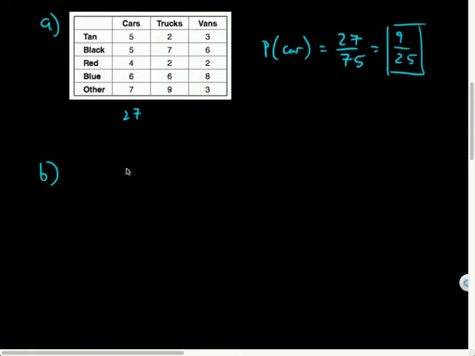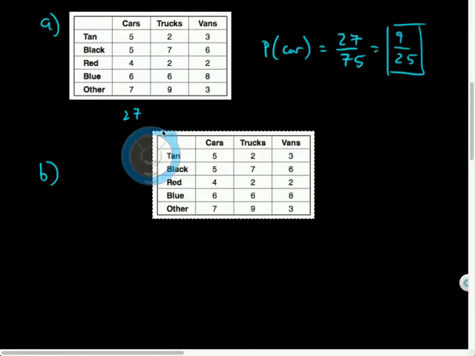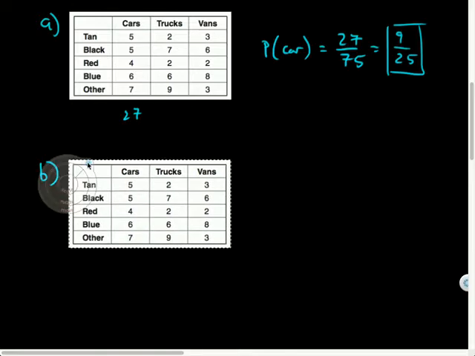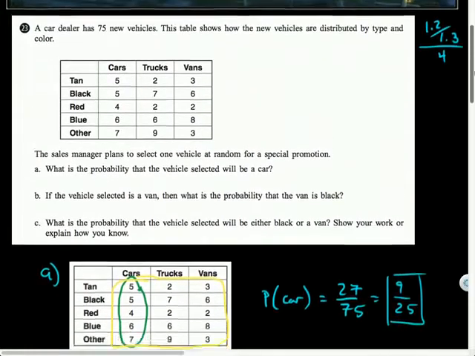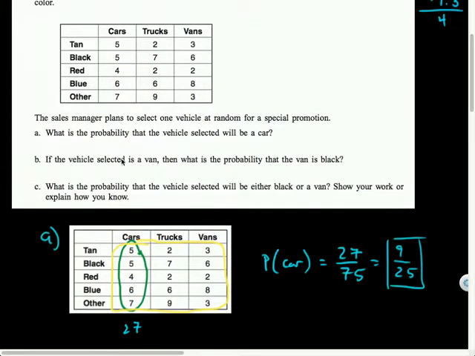Let's see, for B, I'm going to paste my little chart again so I can draw over it. So yeah, for the car situation, the idea was that these were the successes and these were the total. All right. So let's see. Part B says, if the vehicle selected is a van, then what is the probability that the van is black?